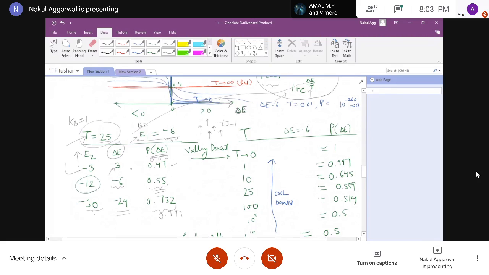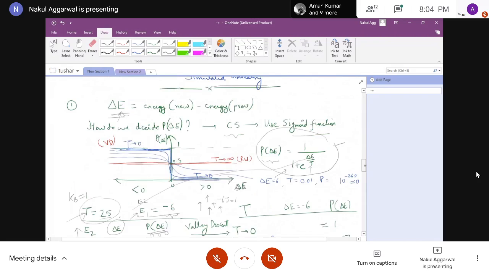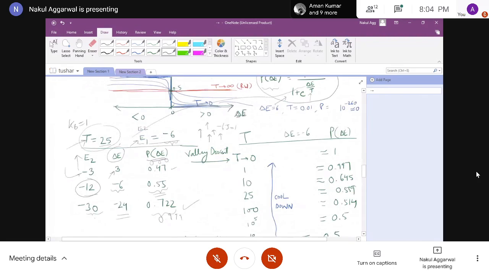So right now it makes sense that if the energy of the system decreases, the probability should increase. That's how we have defined this sigmoid function. Let's now look at the other way around, keeping delta E fixed and varying the temperature and finding the corresponding probability. Now assume that delta E equals -6.